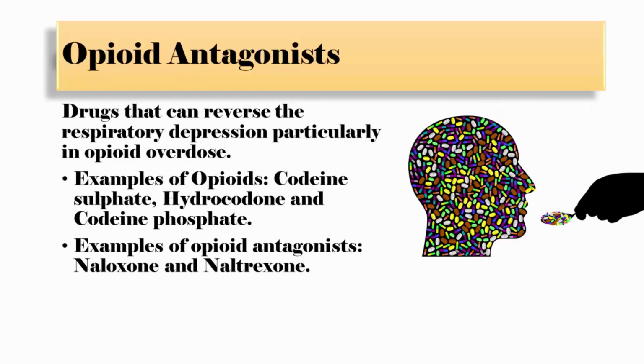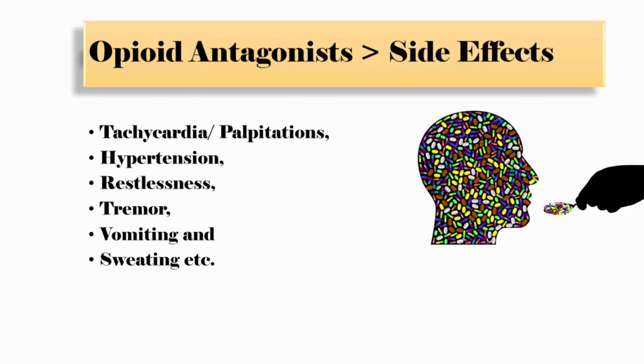Opioid antagonists. Opioid antagonists are drugs that can reverse the respiratory depression, particularly in opioid overdose. Examples of opioids are codeine sulfate, hydrocodone, and codeine phosphate. Examples of opioid antagonists are naloxone and naltrexone. With these drugs, side effects are common, as with other respiratory or anti-asthma drugs, such as tachycardia and palpitations, hypertension, restlessness, tremor, vomiting, and sweating, etc.